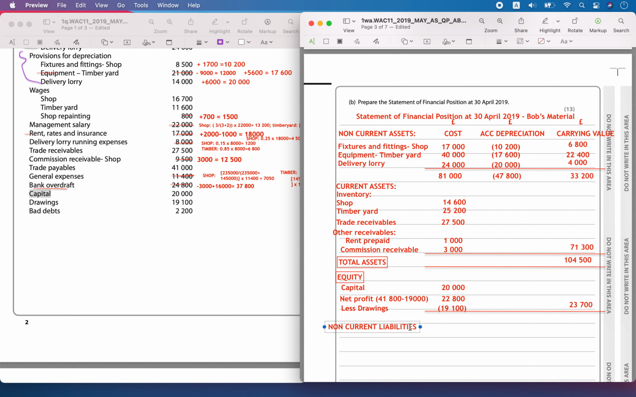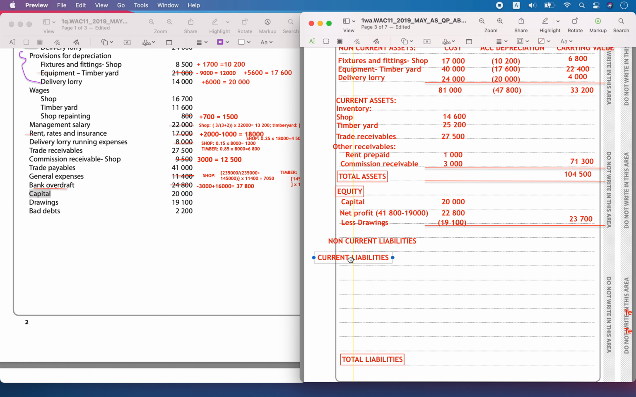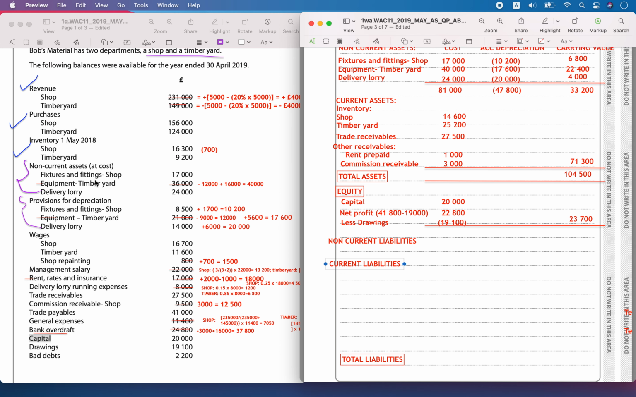Now let's calculate the non-current liabilities. We can see that there are no non-current liabilities. We have just the current liabilities. There is no bank loan or anything here, so there is no non-current liability.